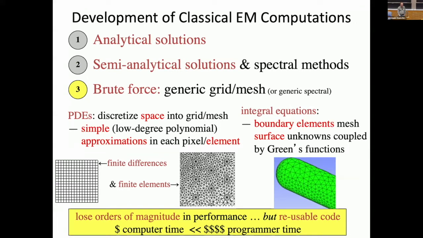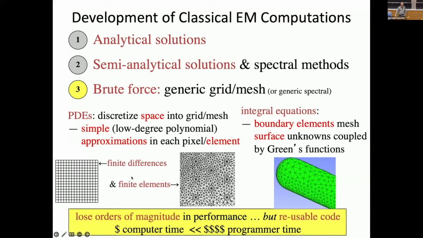So that's the classic finite element method, where you have an irregular mesh, and in each mesh element you use low order polynomials. You can discretize space this way. That's your PDE methods. And you can also discretize surfaces this way and have boundary unknowns. Those are surface integral equation methods, and they are coupled by Green's functions. And you can either just use a uniform grid and approximate derivatives by differences, or we can use arbitrary meshes and use more complicated finite element methods.